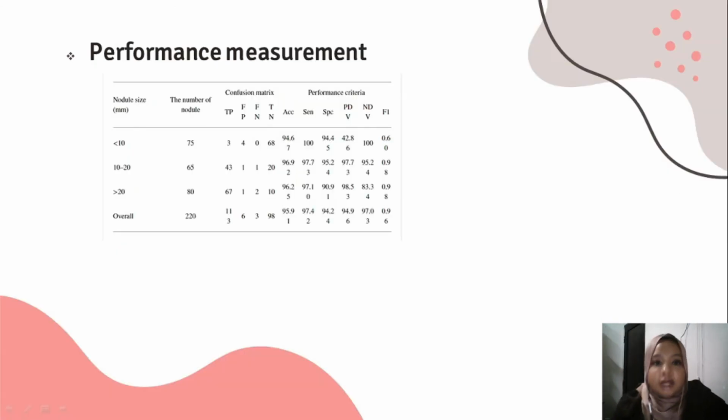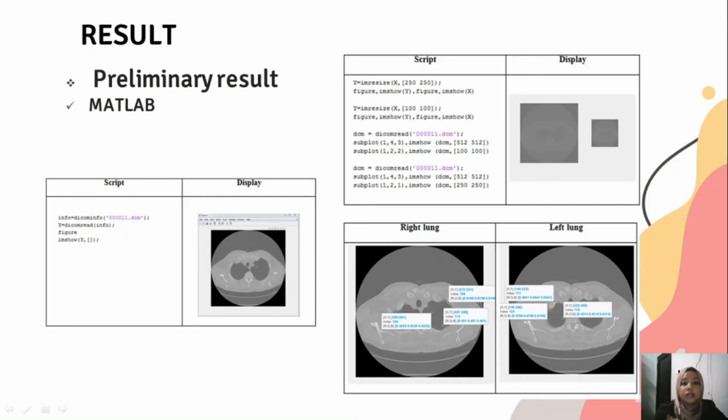Next is performance measurement. This is an example of a performance result. Performance measurement presents the detection performance depending upon nodule size. It shows that even small nodule sizes have a high success rate. Okay, next for the result.